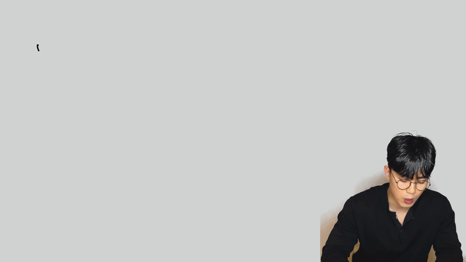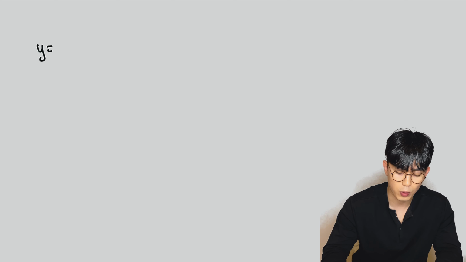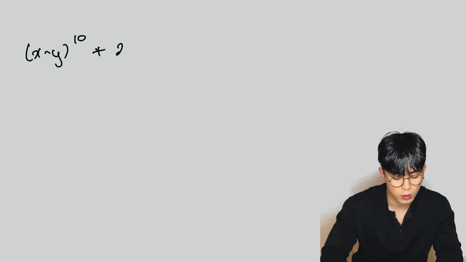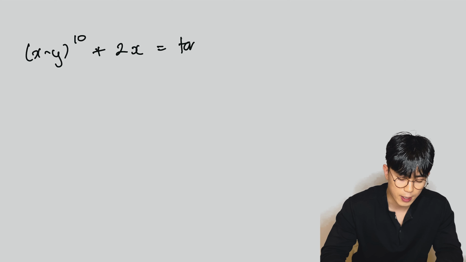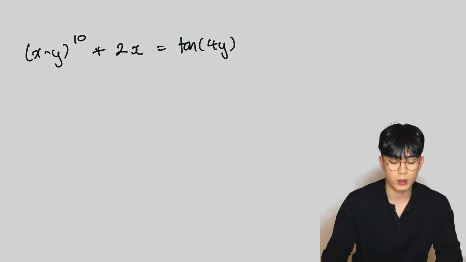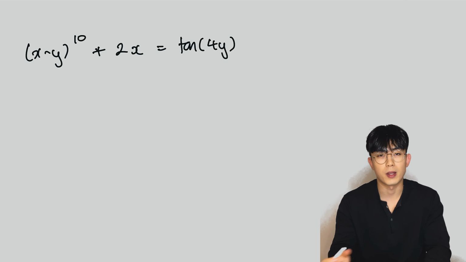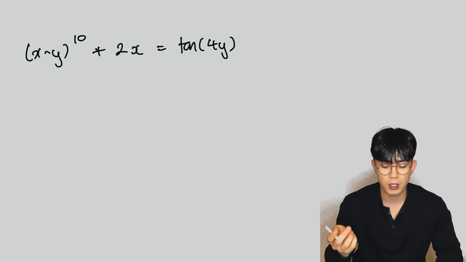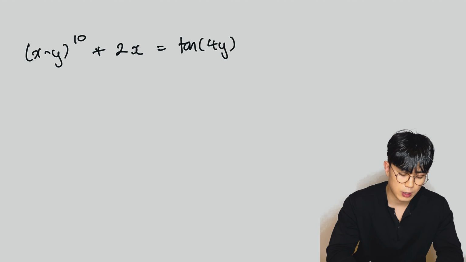So let's say I have, (x minus y) to the power of 10 plus 2x is equal to tan 4y. Okay, so obviously it's hard to get y in terms of x, but I can differentiate it implicitly. So (x minus y) to the power of 10. We know when we see a power, chain rule, right? So as I said, the chain rule, so we got 10 comes down first.